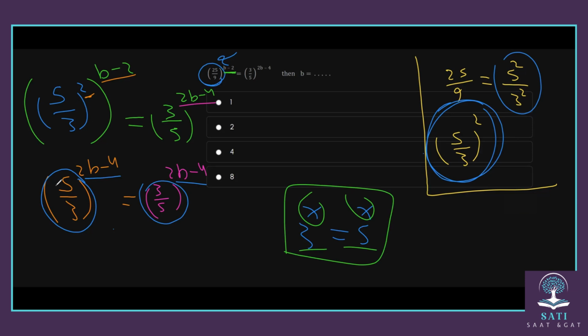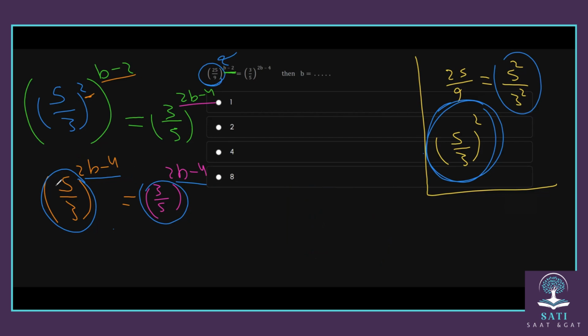So that means this power now has to be 0. So 2b minus 4 equals 0. Send the 4 to the other side. It's going to be 2b equals 4. Then divide by 2. So b equals 2. So you choose 2 as the answer. This is one way if you memorize this idea. When I have two different bases and they have the same powers in this equation, the power has to be 0.